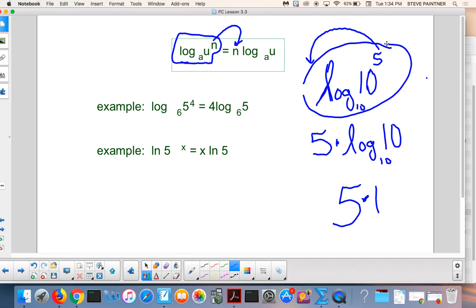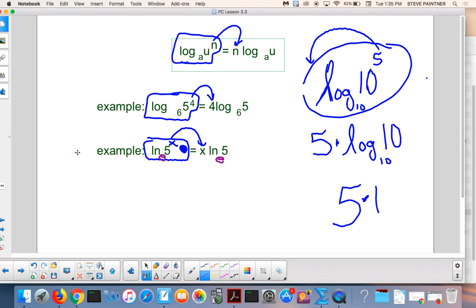Okay, here's a couple examples right here. Log of 5 to the 4th, base 6. Where's the 4 go? Out in front. The natural log of 5 raised to the x power. Sorry, just kind of got way too far over. Where's the x go? Out in front. There you go. By the way, when I say ln, what base am I in? I'm in base e. I don't write base e, but I want you to know I'm in base e.